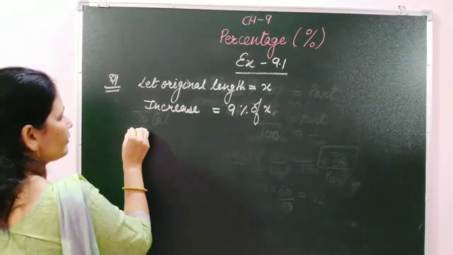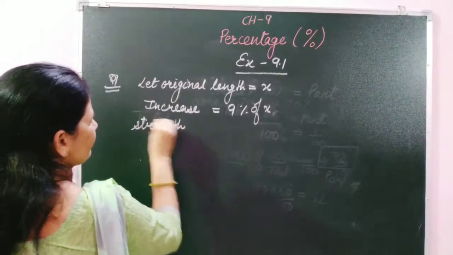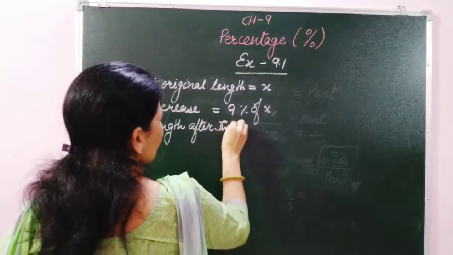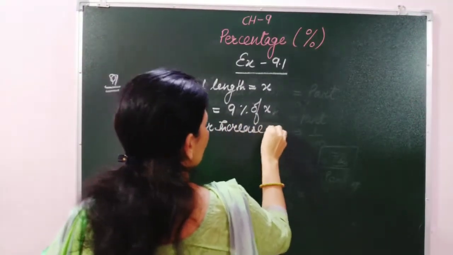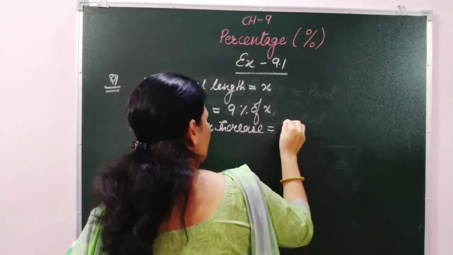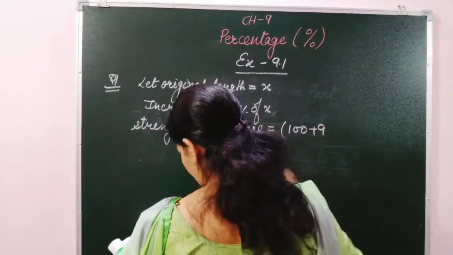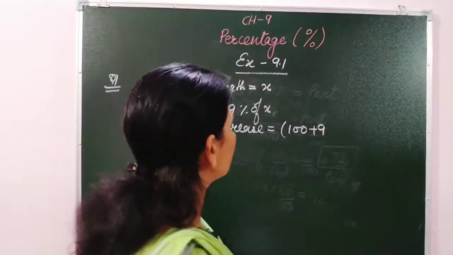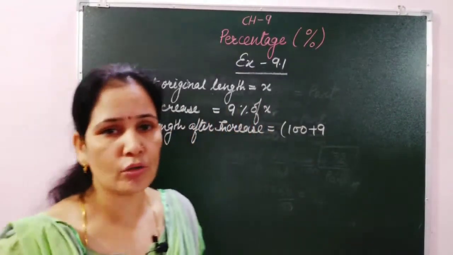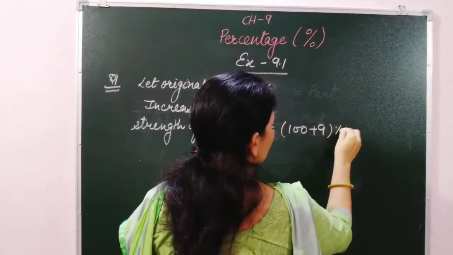So here we will write: strength after increase means our total strength is 100, and 100 plus 9, because we know very well that percentage means out of total. So that means the total is 100 increased by 9%. So how much do we get?